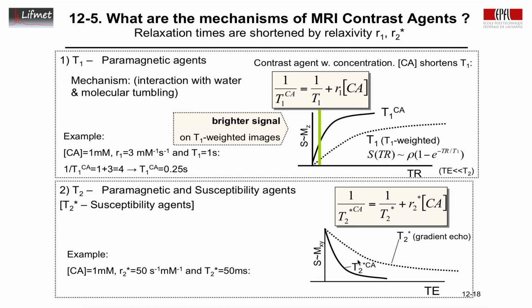To give you an idea, we take again a contrast agent concentration of a millimolar, a typical relaxivity of 50 per second per millimolar, and a T2 star of 50 milliseconds. We calculate that with this concentration the T2 star is 14 milliseconds. So we go from 50 milliseconds to 14 milliseconds.